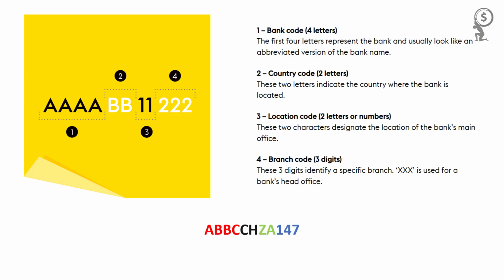That's the BIC of ABB Capital Bank in Switzerland. So as you can see, the first 4 letters are ABB Capital. This stands for the bank. And then CH, this is Switzerland. And ZA is the location code or the city. This is Zurich. And then 147, this is the branch number.